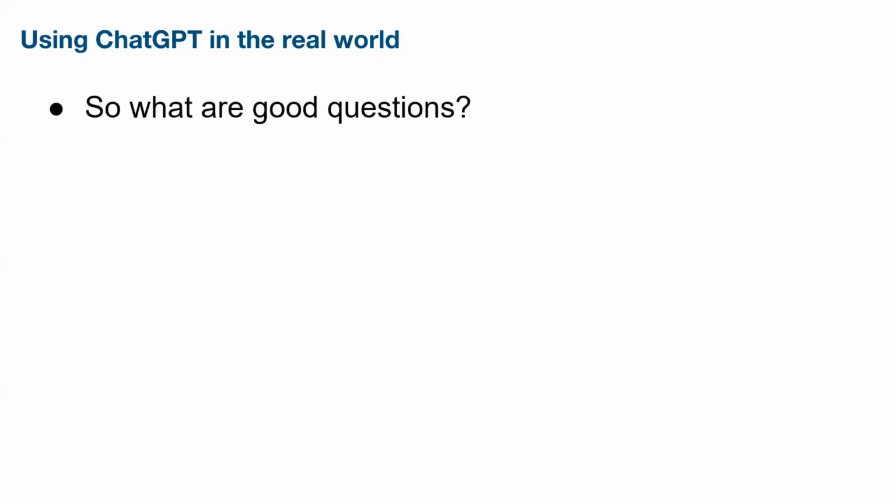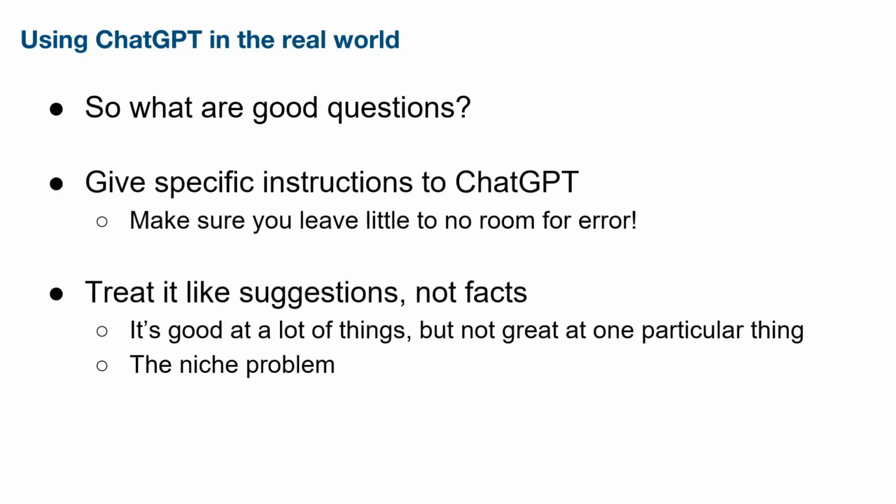Okay, so what are those good questions? Well, they're very specific, so you have to give little to no room for error in the prompts that you give to ChatGPT. And even when you construct these good prompts, you still have to treat them like suggestions and not really like facts, because it's good at a lot of different things at this level, but it's not at a great level at one particular thing. And as you dig deeper and deeper into a niche, it gets more and more stuff wrong. It starts making stuff up, and you're faced with fact checking a lot more.